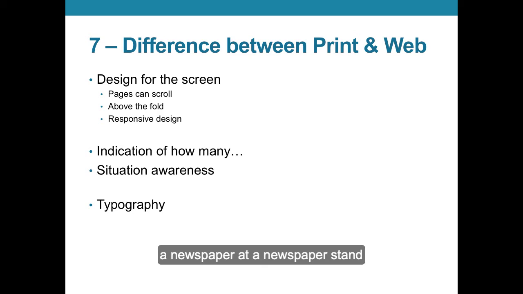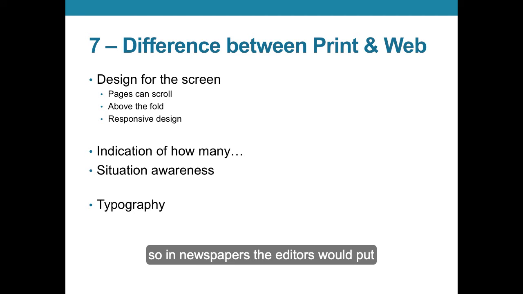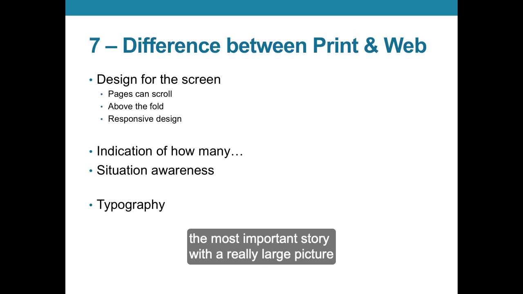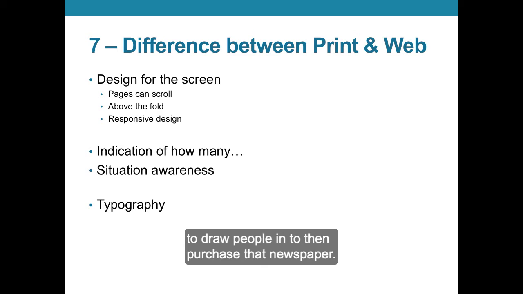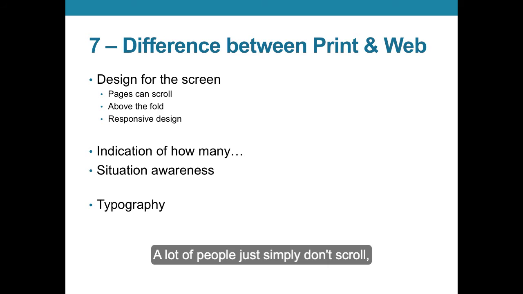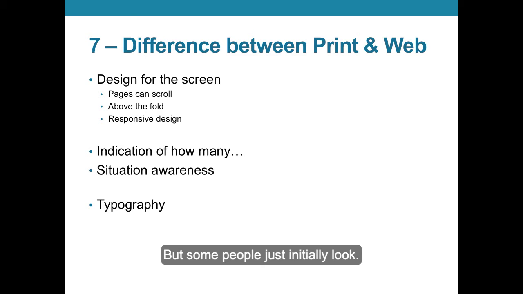When you would buy a newspaper at a newspaper stand or in one of those newspaper little machines, you would see only what was above the fold. So in newspapers, the editors would put the most important story with a really large picture right there above the fold to draw people in to then purchase that newspaper. So the same theory really holds true on the web, that usually when content is above the fold, people are going to see it. A lot of people just simply don't scroll, whether they know or not. If they can scroll, they might not realize that there's a scroll. But some people just initially look. First impression, what comes to them, and that's what they see.